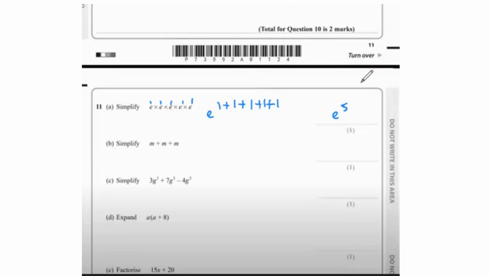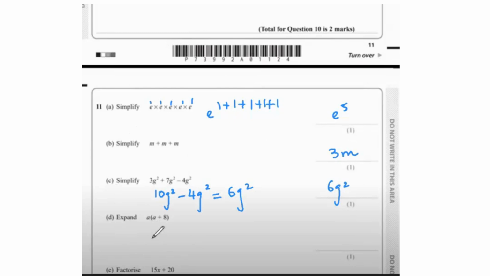So they've given the same case in part B where they're adding variables now. So now we're adding 3 m's. So it's going to be 3m, not m to the power of 3. Then it says simplify 3g squared plus 7g squared minus 4g squared. So now they have put powers and coefficients with the same variable. Since we're again adding and subtracting, we're not going to change the power of g, we're going to change the coefficient of g. So 3g squared plus 7g squared is 10g squared, minus 4g squared, which is 6g squared. So 6g squared is our answer.